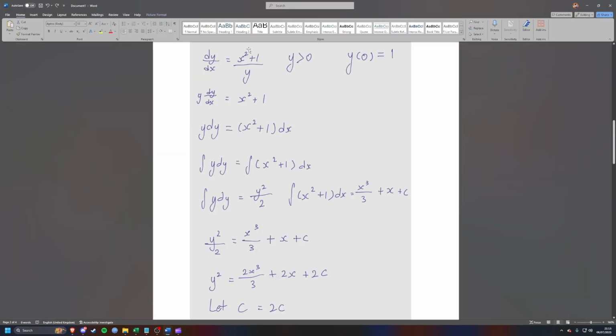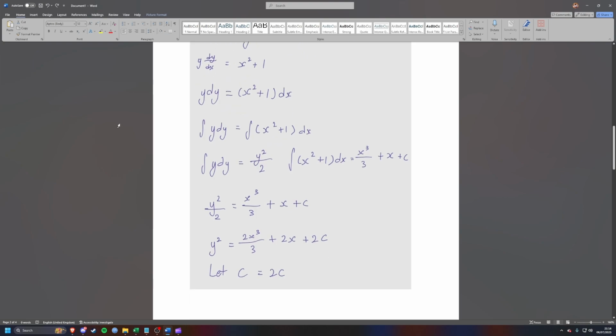Starting from the equation dy/dx equals x squared plus 1 over y, we will multiply both sides by y, which gives you y dy/dx equals x squared plus 1. We will now move dx to the other side, which will give you y dy equals x squared plus 1 dx. Now we will integrate both sides. So the integral of y dy equals y squared over 2, and the integral of x squared plus 1 dx equals x cubed over 3 plus x plus c.